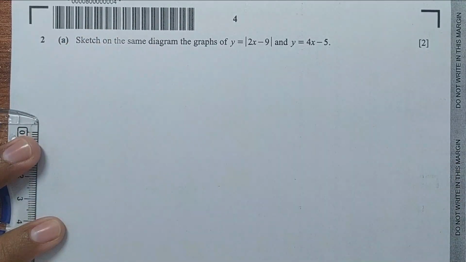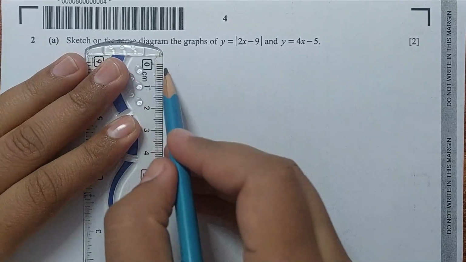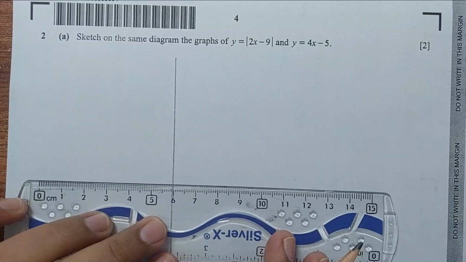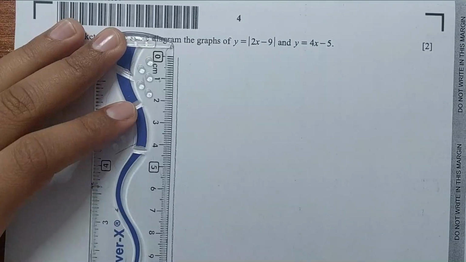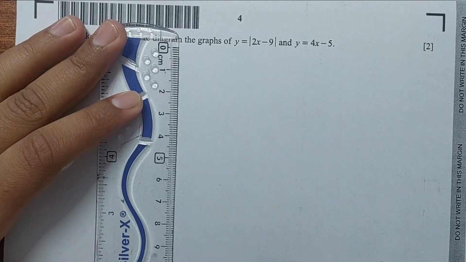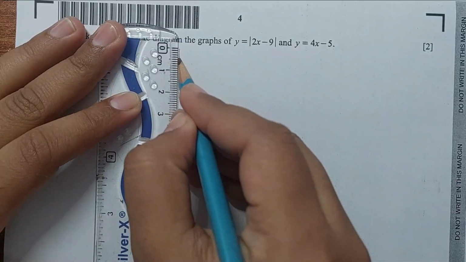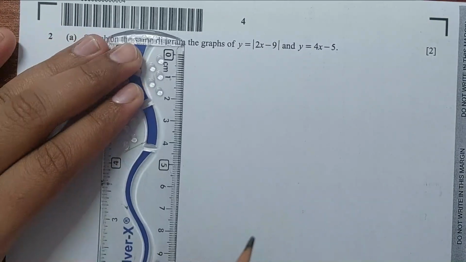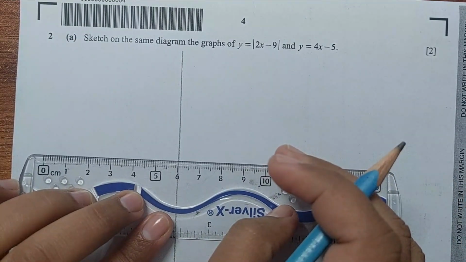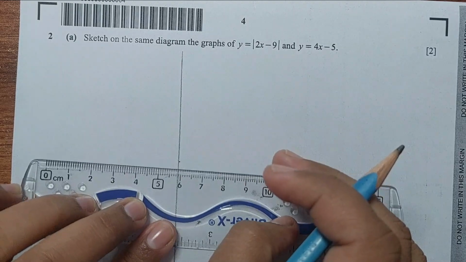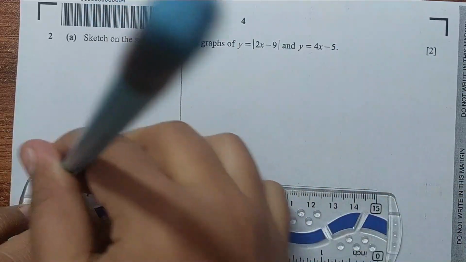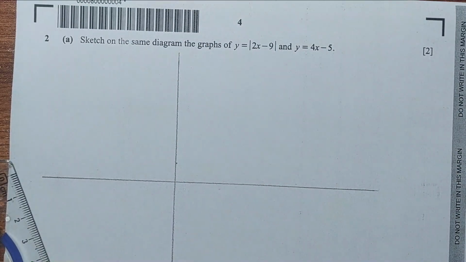All right. Now, let me draw the coordinate axis. You can make it till 10, 0 till 10. 5 is the middle one. Or we can start it from here. That's fine.